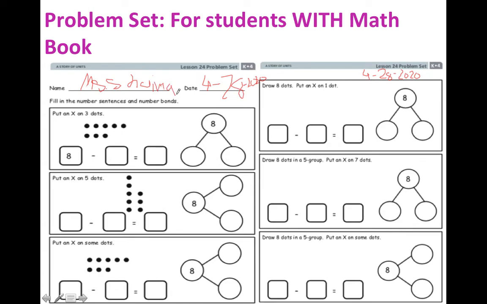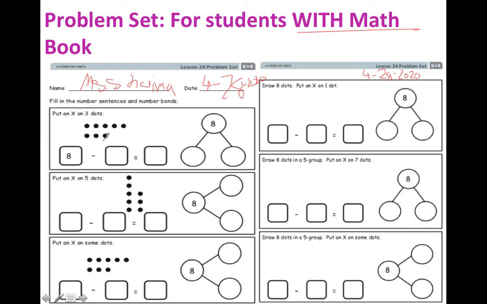This problem set is only for the students with the math book. Again, it's only for the students who have the math book. Let's read the direction and we'll do one together, and the rest of it you will do by yourself. Fill in the number sentence and the number bonds. Put X on 3 dots. Just like in the lesson, we are working with the 5-group way and dots. So put X's on 3 dots.